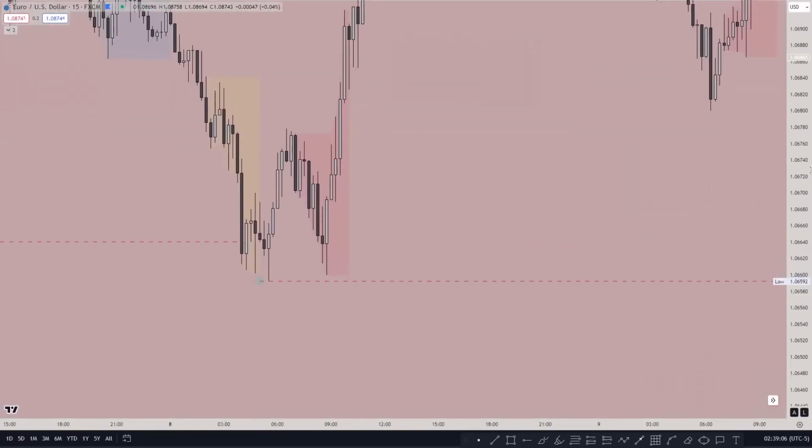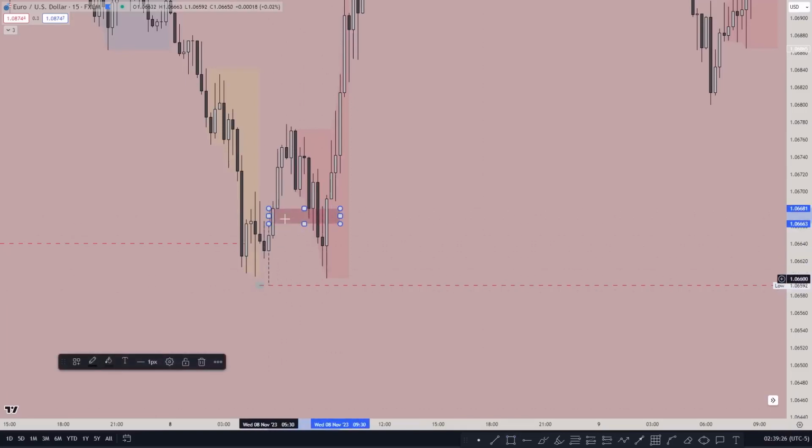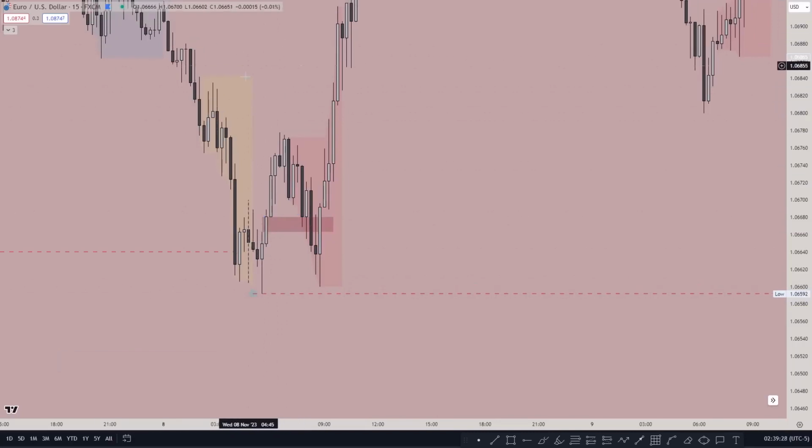So, for example, on the 15 minutes here, where did we have the change in state of delivery? Or actually, in this case, let's say the 2022 mentorship model, we have the sweep, no change of character, another sweep, and then change of character, and we have this fair value gap here. So it could be actually entering from this fair value gap, targeting any type of liquidity or the external high, and we have a stop loss below. And you see this one was a very clean one.